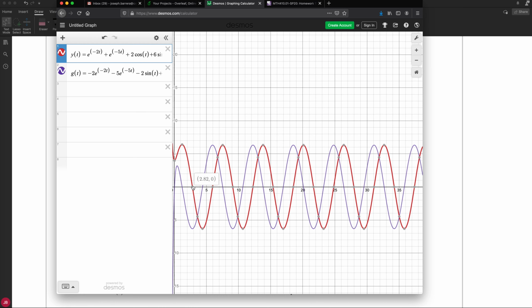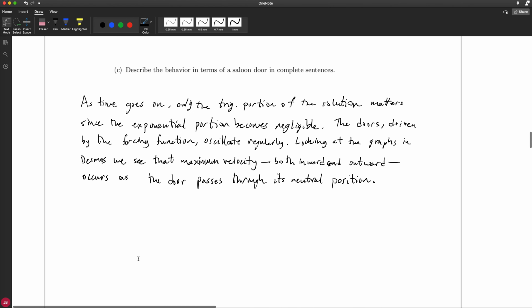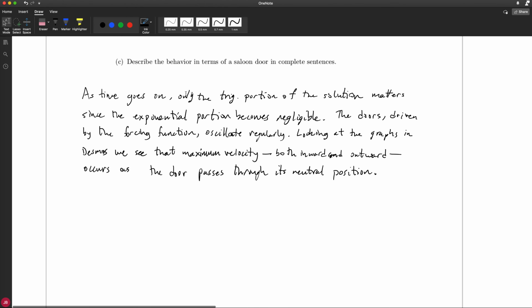And so the final exercise here is to just describe the behavior of the door, and I say as time goes on, only the trig portion of the solution matters, since the exponential portion becomes negligible. The door is driven by the forcing function to oscillate regularly, and by looking at the graphs, we see that maximum velocity occurs as the door passes through its neutral position.